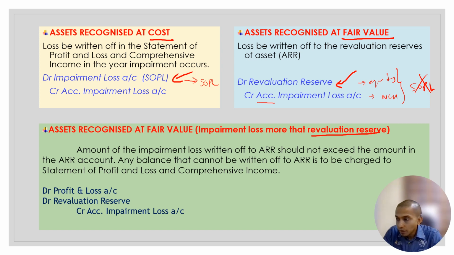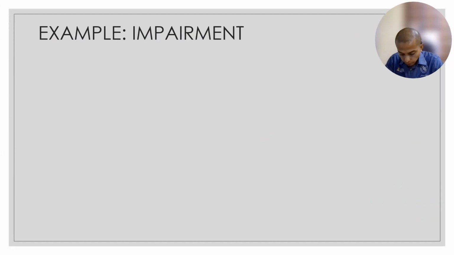All right, so the impairment loss written off against ARR should not exceed the amount in the ARR account. So any balance that cannot be written off to ARR is to be charged to statement of profit or loss and comprehensive income. So for example, this one debit profit or loss. This one is the loss, which is the impairment loss, while this one is revaluation reserve. Okay, because the company had revaluation reserve before this, right? So accumulated impairment loss is the total of impairment loss. All right.